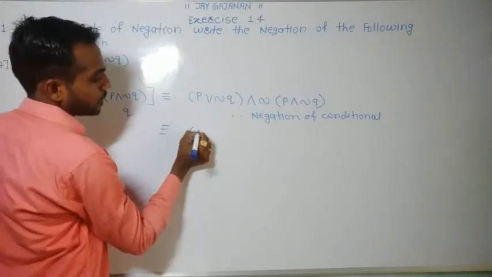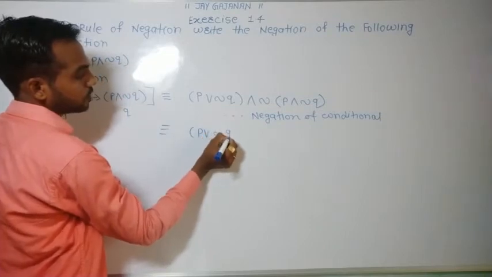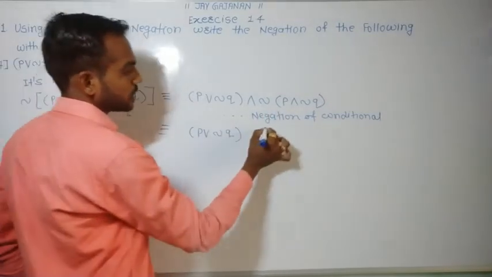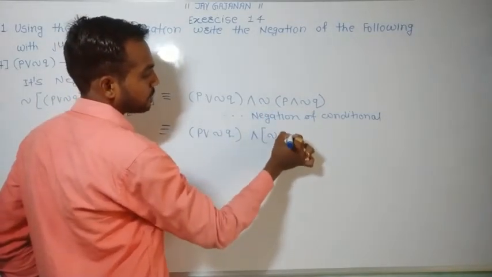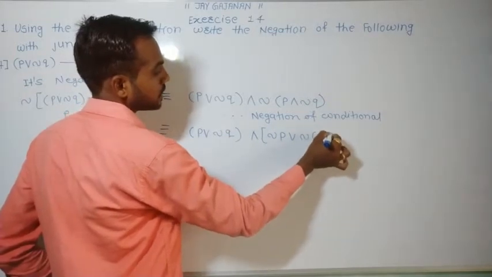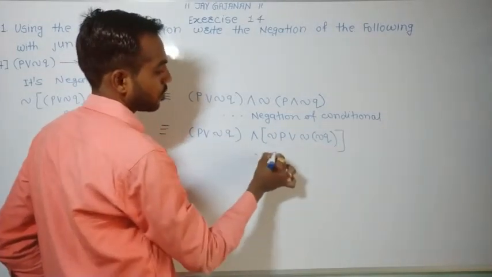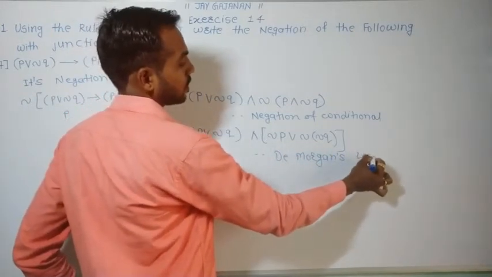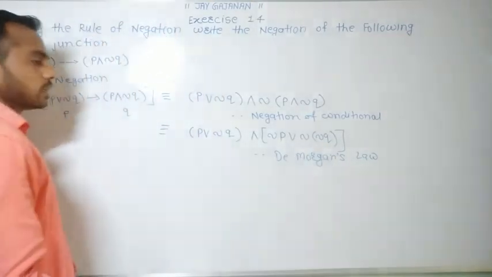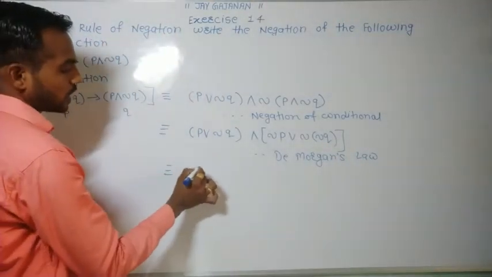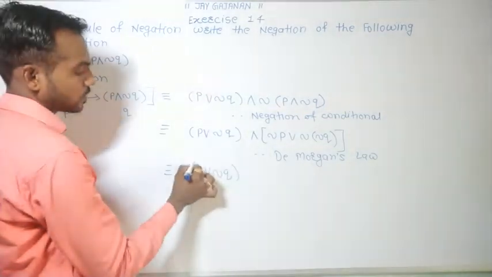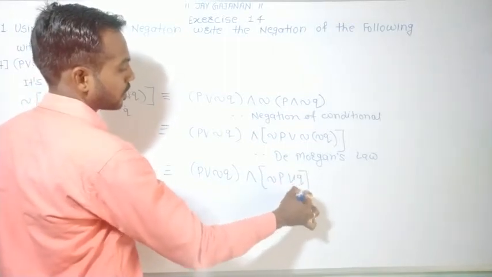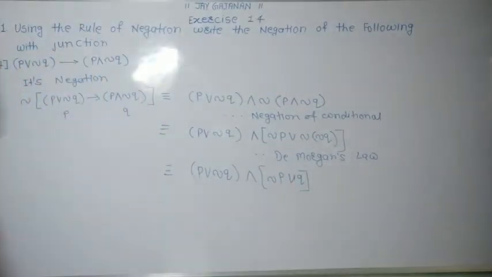P or negation Q, and the negation of a conjunction means negation P replaced by or, and negation of negation Q, by De Morgan's law. Now in the second step, negation of negation gets cancelled. It becomes P or negation Q and negation P or simply Q, by negation of negation. Write down.